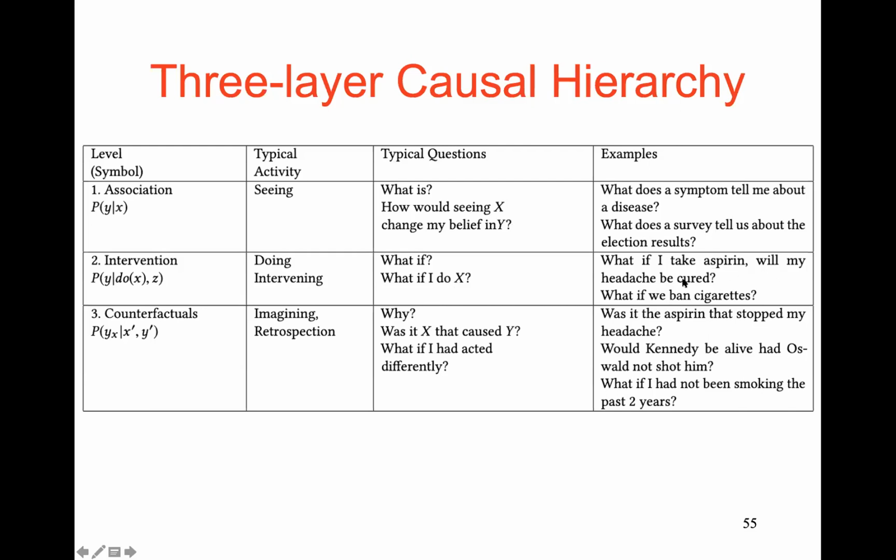What if I take aspirin? Will my headache be cured? What if we ban cigarettes? These are the kinds of questions here. Counterfactuals are imagining and retrospection. Why? The what-is questions are what deep learning networks do today. What-if is possible if we program interventions and causality, and why is counterfactuals. That's the most involved of these, and not easy to answer.